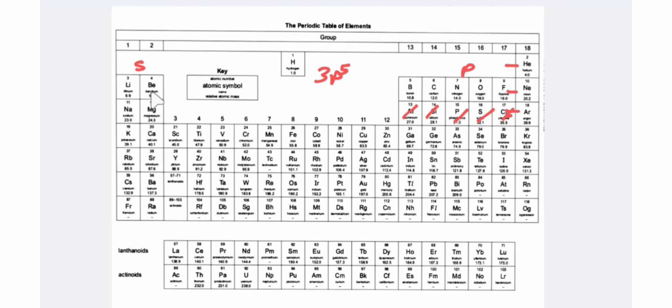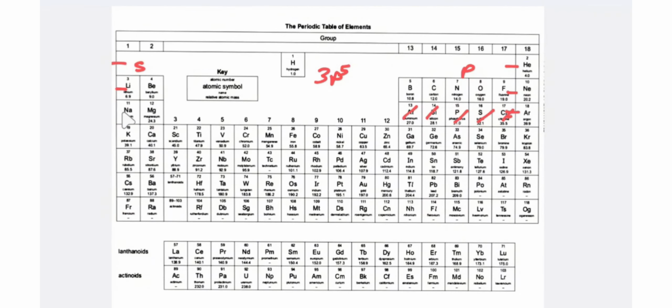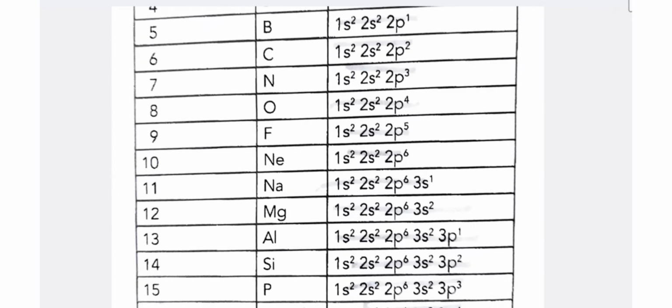So for magnesium, it is in period 1, 2, 3. So magnesium is in period 3, and it is the S block element. It is the second element of the S block, 1, 2. So second. That means its valence electron is in the 3s2 subshell.